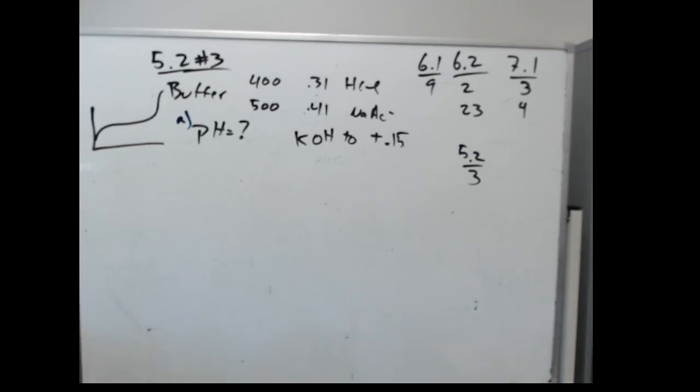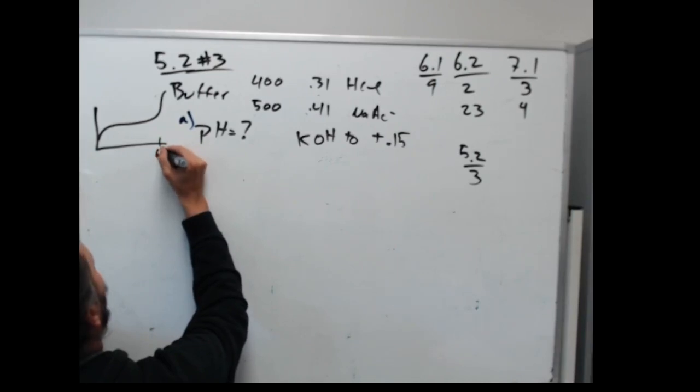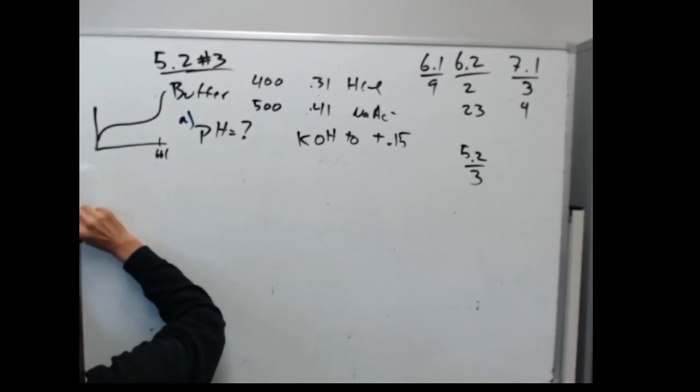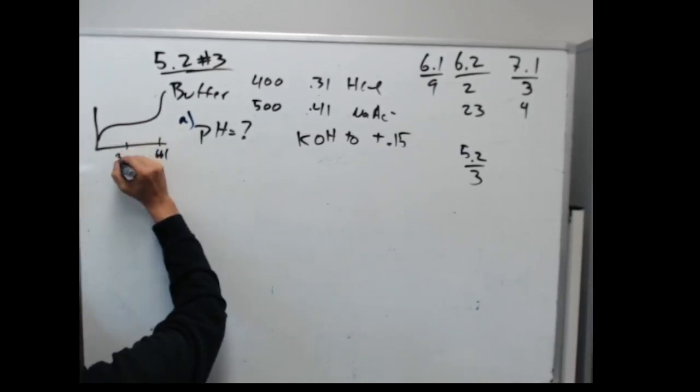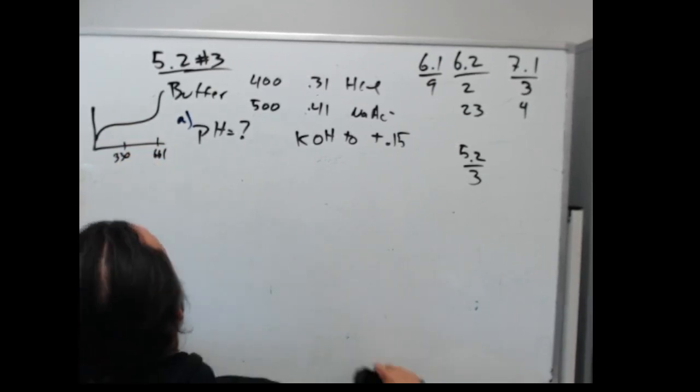Okay, so I'm going to do the thing now. There's nothing in the problem that asks me to do this, but I'm going to do 0.41 times 500, divided by 0.31. So to get to the equivalence point is 661 milliliters. Divide that by 2. 330 milliliters to get to, oh wait, let me flip this over real quick.